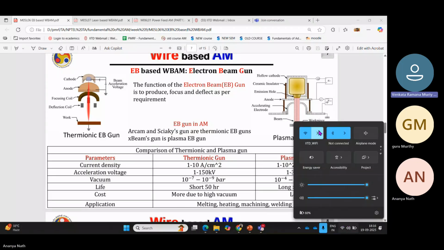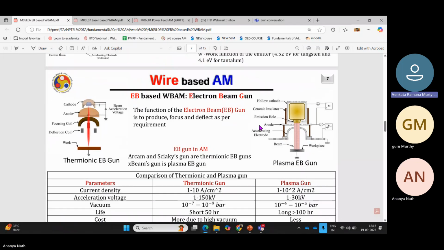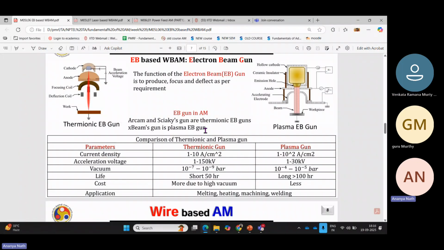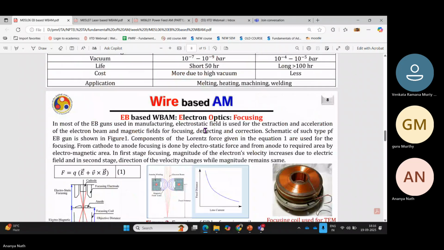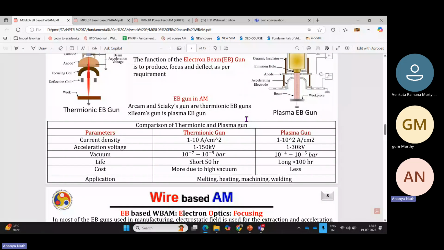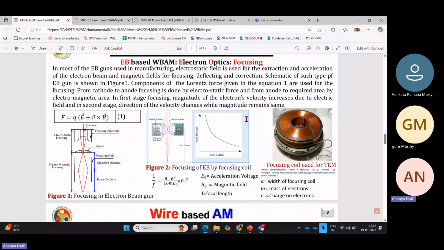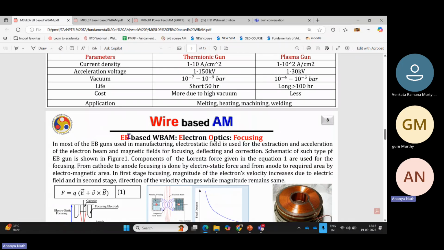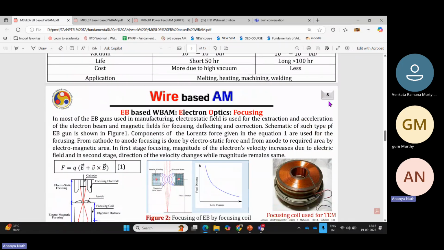Now it is okay, now we are getting it. The screen is coming, the slides are moving. Okay, thank God. So now we are at the EB-based wire AM, the eighth slide.